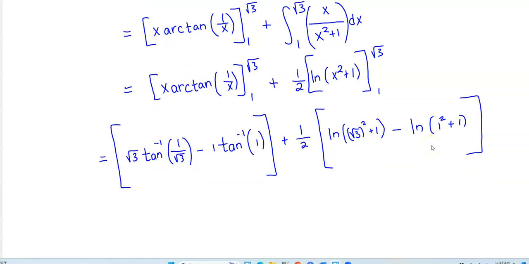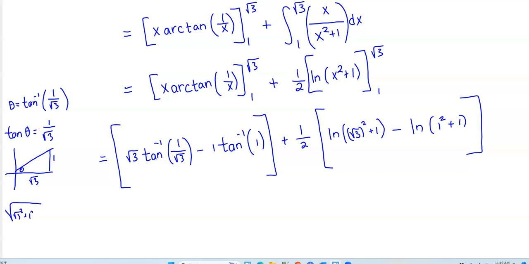Okay, so tangent inverse. So we want to find out what is the angle theta when tangent inverse is equal to 1 over the square root of 3. Okay, so what does that mean? That means that we want to find out what is the angle theta for when we get 1 over the square root of 3. So take a look at our angle theta, right? And so what does that mean? That means that we have y, which is 1, over x, which is the square root of 3. And so what would the hypotenuse be? Well, the hypotenuse is going to be the square root of 3 squared plus 1 squared, which is the square root of 4, which is 2. So what is angle theta? That's going to give us 1 over the square root of 3. So that angle is pi over 6.